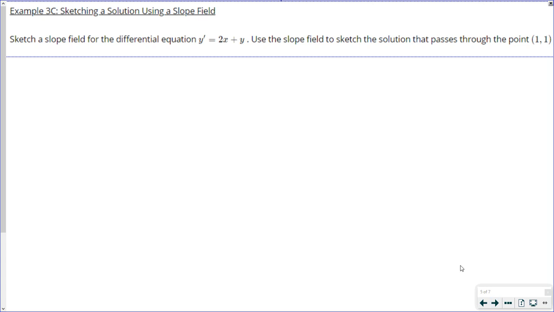To sketch a solution using a slope field, I'm actually going to do this one on the calculator. We're going to sketch a slope field for the differential equation y prime equals 2x plus y. So we get our table the same way we did in example 3, and then we plot all the points. However, your calculator can do this for you, so we're going to pull up the calculator to help us do this.